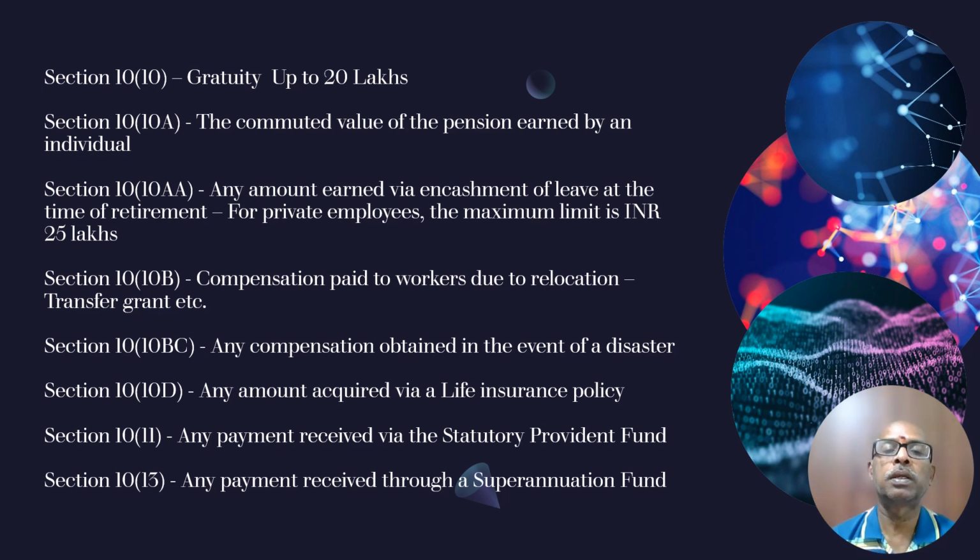Life insurance only. Any payment received via the statutory provident fund, general provident fund, employees provident fund, public provident fund, every provident fund is exempted because it is already taxed. When you contribute the amount, you pay tax and only then contribute. It is already assessed, so a second time there is no need for reassessment. Any payment received through a superannuation fund, NPS, etc. is not taxed.